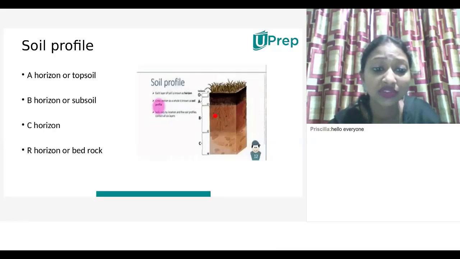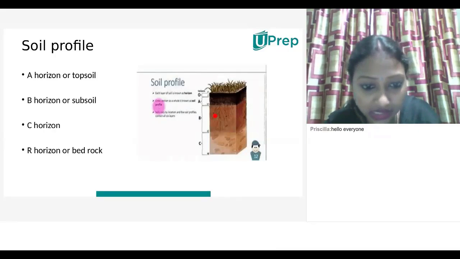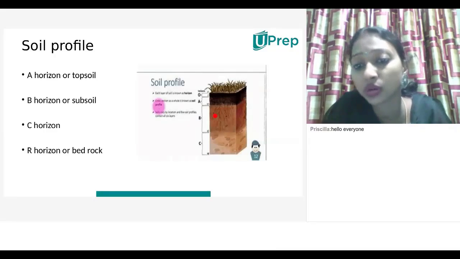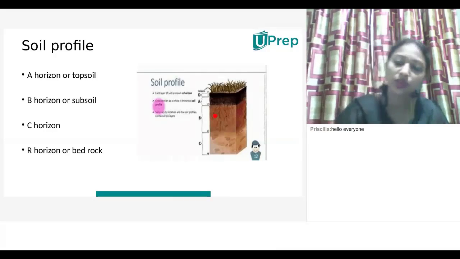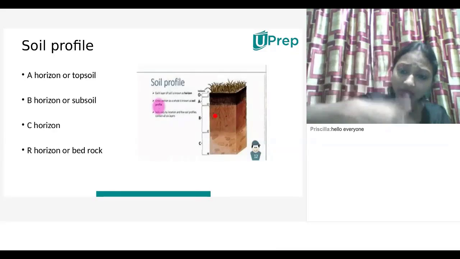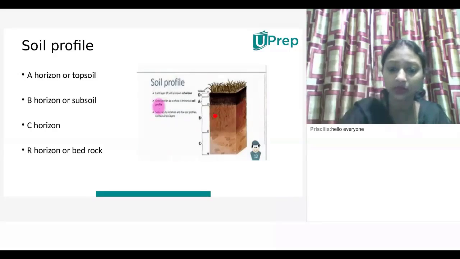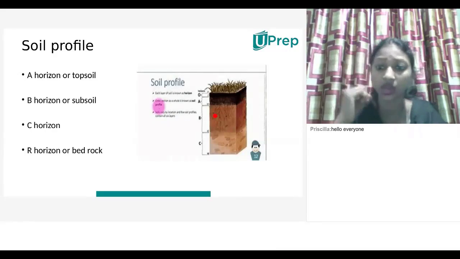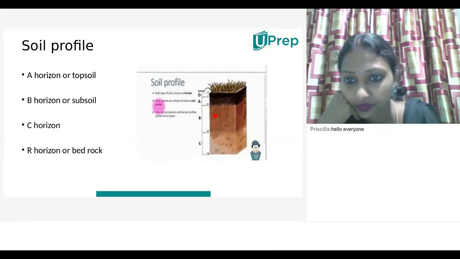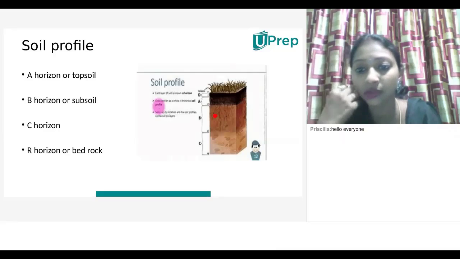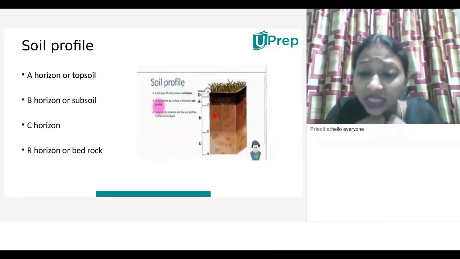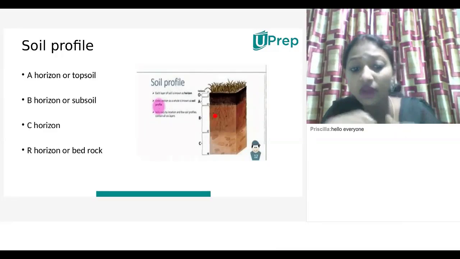And this B horizon is rich in minerals, and we can find much more moisture. In the topsoil, we feel it is dry, but it's soft and porous. When we dig quite below that topsoil, that is the subsoil, the B horizon, we feel it is a little bit moist, and it is very rich in minerals. Why is it moist? Because the maximum water content is absorbed by the roots along with the minerals.